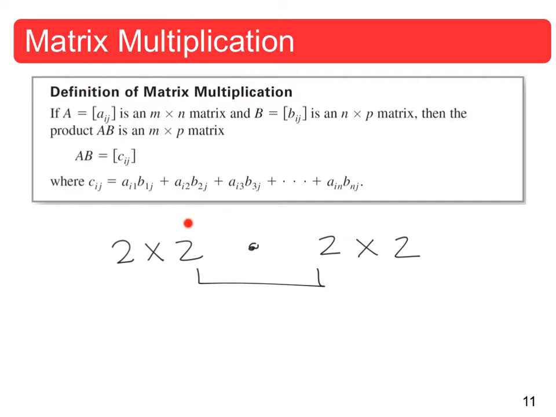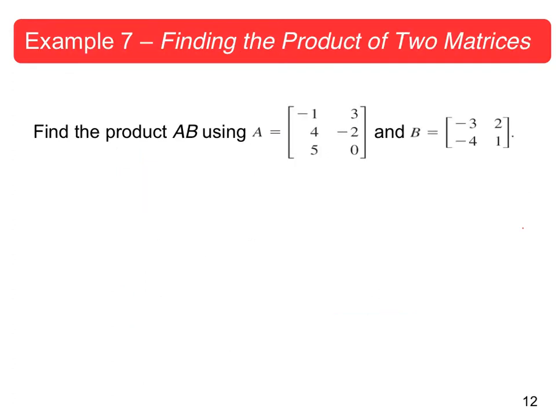So these have to be the same numbers. And our answer for the resultant matrix is going to be the outer dimensions. So here, when I multiply these two, I'm going to end up with a 2 by 2 matrix. For example, here I have a 3 by 2, and here I have a 2 by 2. And because the inner dimensions match, they're both 2's, then I can multiply them, and my answer is going to be a 3 by 2.